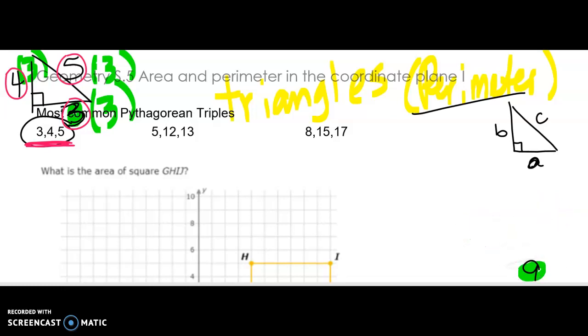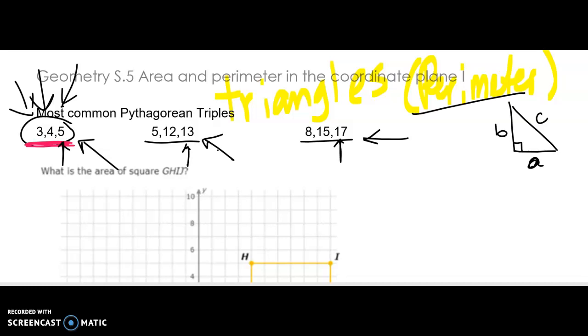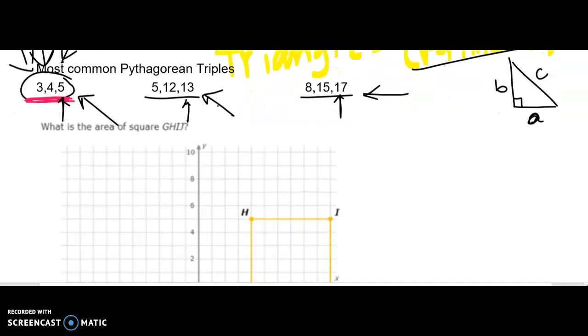So let me erase this because I'm running out of room. Other Pythagorean triples are 5, 12, and 13. The biggest number is always the hypotenuse. And 8, 15, 17. So you see the 3, 4, 5 the most, then 5, 12, 13, and this one occasionally. We're going to use those whenever it asks us for a perimeter of a triangle, but other than that, we're not. So let's go on.